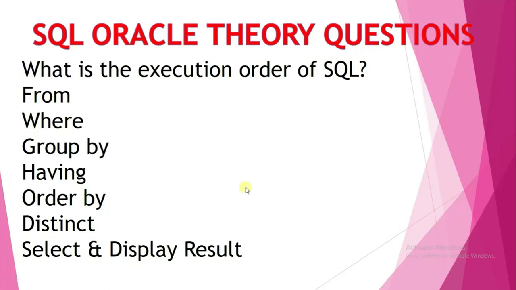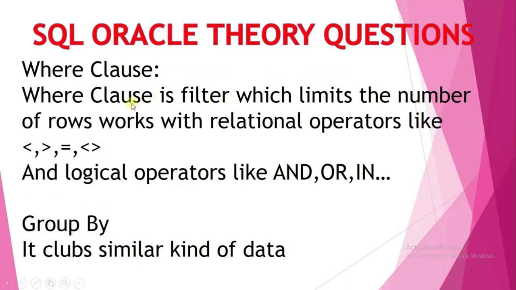Moving to the next one, the where clause. The where clause is a filter which limits the number of rows, and it works with relational operators like smaller than, greater than, equal to, not equal to, and also with logical operators like and, or, in. It basically limits the rows. If we want a particular range of rows, to retrieve those records we can use the where condition. So it works with relational operators and logical operators.